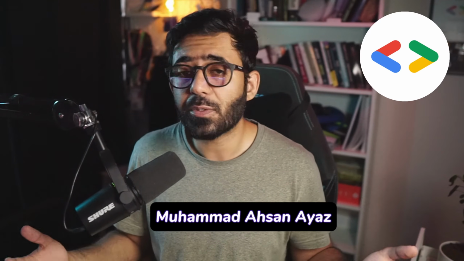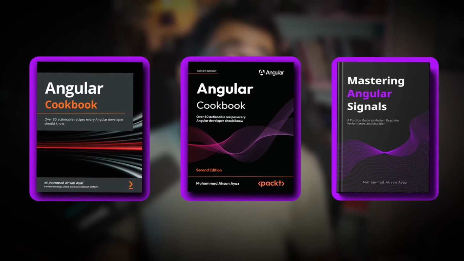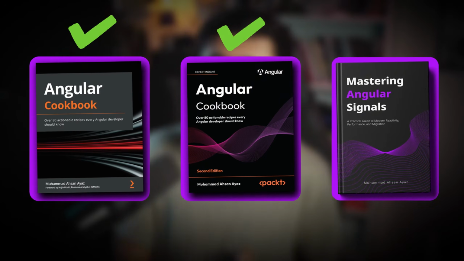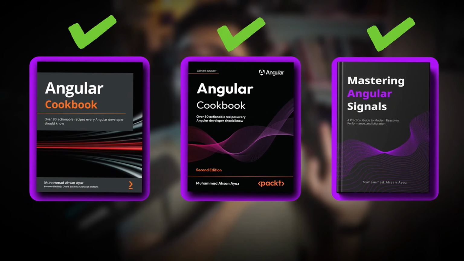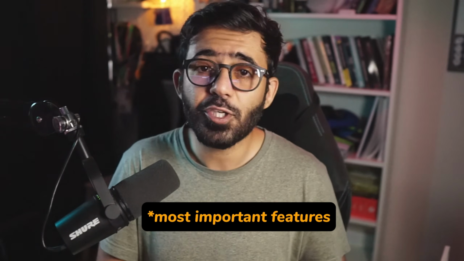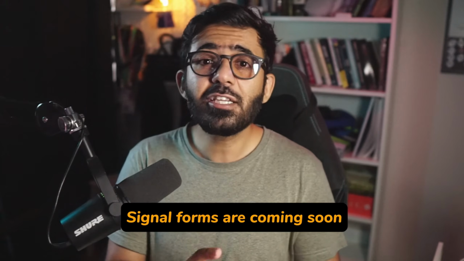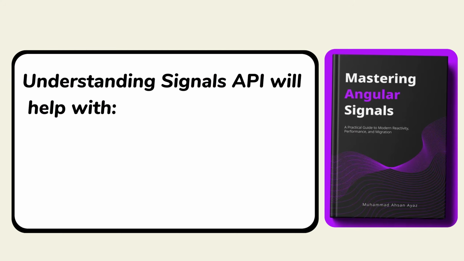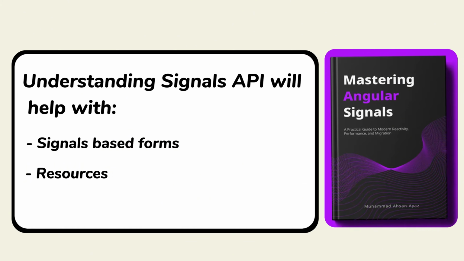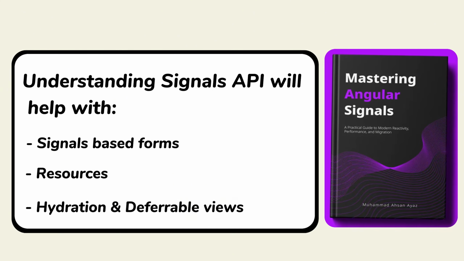Hey everyone, my name is Mohammad Hasanayaz. I'm a Google acknowledged expert in Angular. I'm the author of three worldwide published Angular books, namely the Angular Cookbook, the Angular Cookbook 2nd edition, and also my latest book, Mastering Angular Signals, that talks about signals, which is one of the most important features of today that will shape the future of Angular, because you know what? Signal forms are coming any time soon. And if you're familiar with the signal APIs, it's going to be much easier for you to understand how forms work, how resources work, and even how the defer block and hydration work as well. Well, to some extent, so to say.